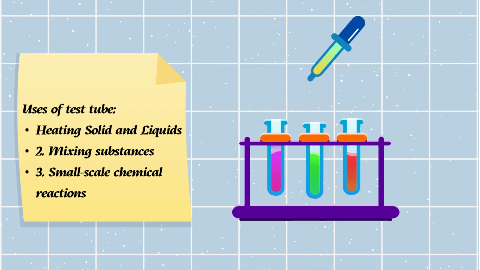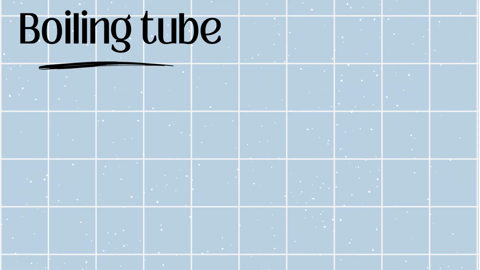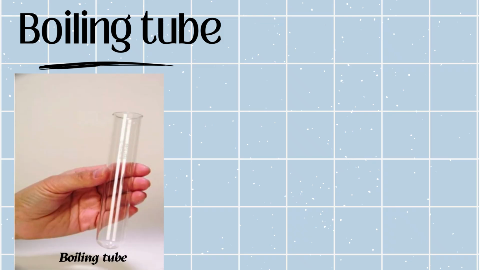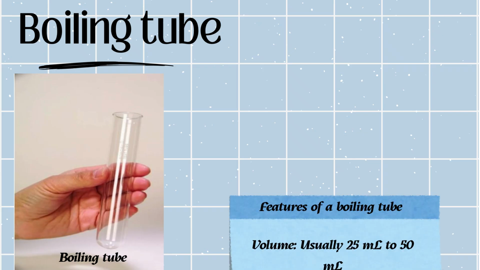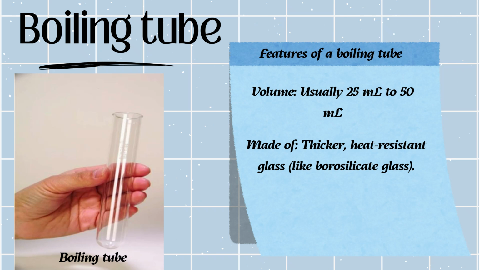Now, let's move ahead to the next apparatus. It is a boiling tube. As I told you earlier, this is how a boiling tube looks. Isn't it much thicker than the test tube? Yes, it is. Why? Because the most important difference is that the volume of a boiling tube ranges from 25 ml to 50 ml, which is quite larger than that of the test tube.